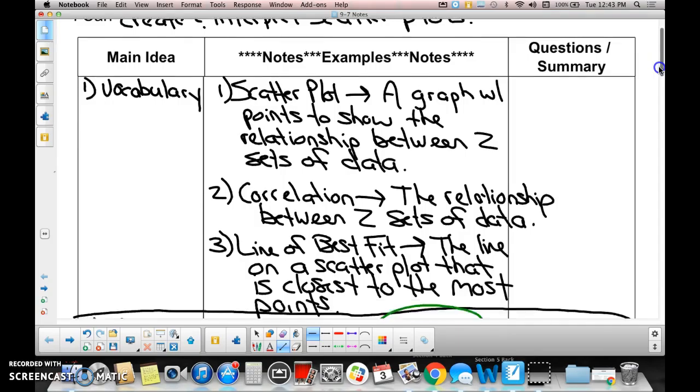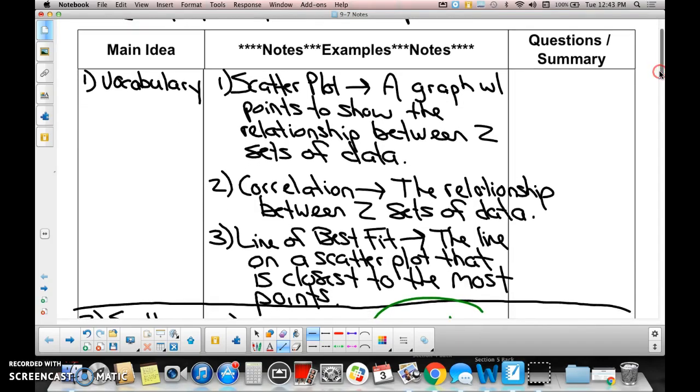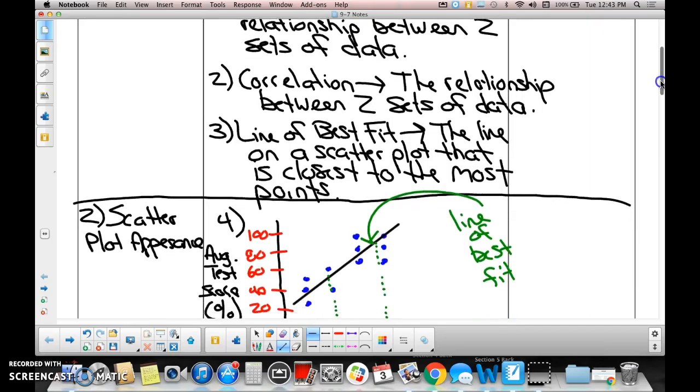Can scatter plots have 3 sets of data, you guys? Yes or no? No. No. It would be really difficult to draw a scatter plot with 3 different sets of data. Different graphs are better at showing 3 different sets of data. A scatter plot can only have 2 sets of data that correlate with one another.